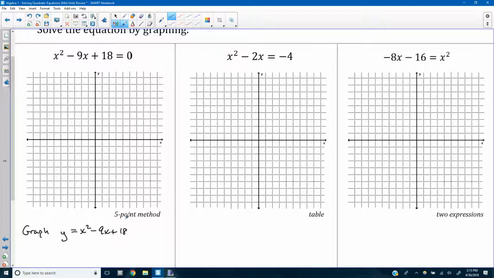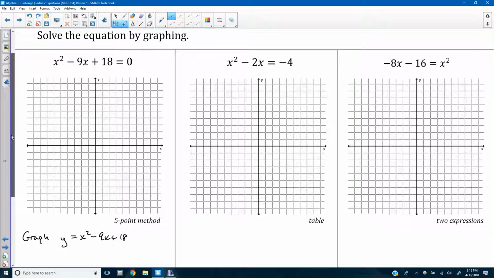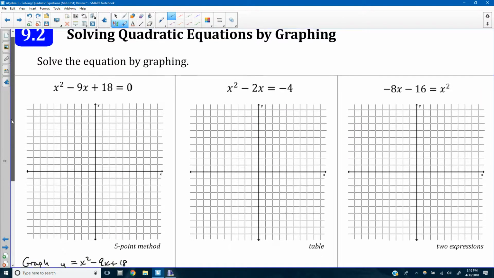So on this problem here, I'm going to use what's called the 5-point method, and on this problem here, I'm going to use a table. I'm going to literally see where my parabola, as these are quadratics, so they make parabolas, crosses the x-axis, if at all, or if more than once. Because it can cross it 0, 1, or 2 times. And by the way, I think all of these are covered on these problems here.